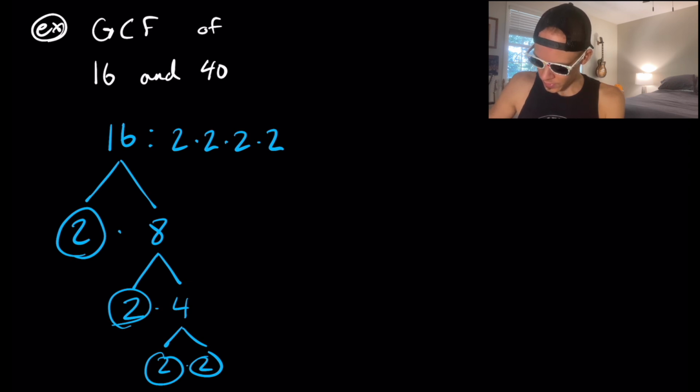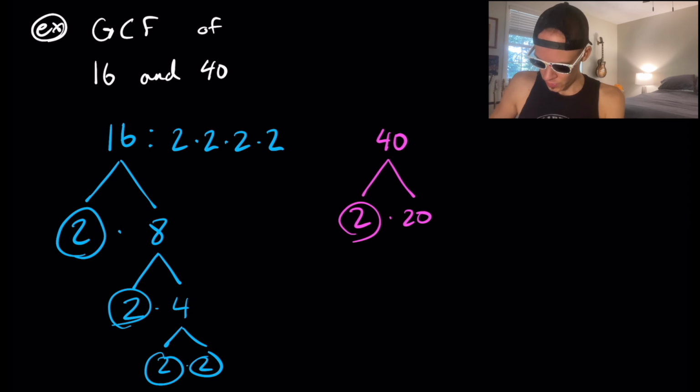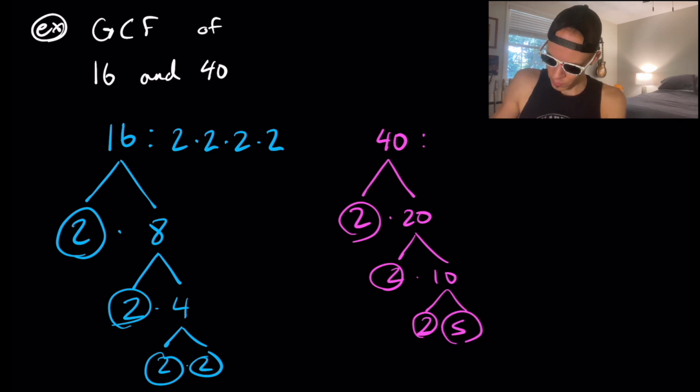Let's go here with 40. So 40, if we break it down, is an even number. So 2 times 20 is 40. 2 is a prime number, so I'll circle it. And then 20, also an even number, so 2 times 10 is 20. I can break down the 10 some more to 2 times 5, and then both of those are prime numbers. So 40's prime factorization is 2 times 2 times 2 times 5.